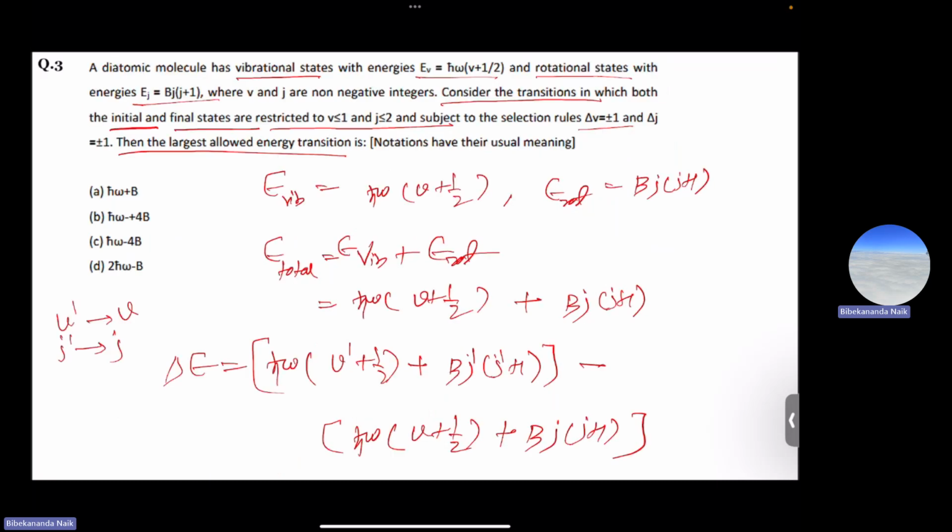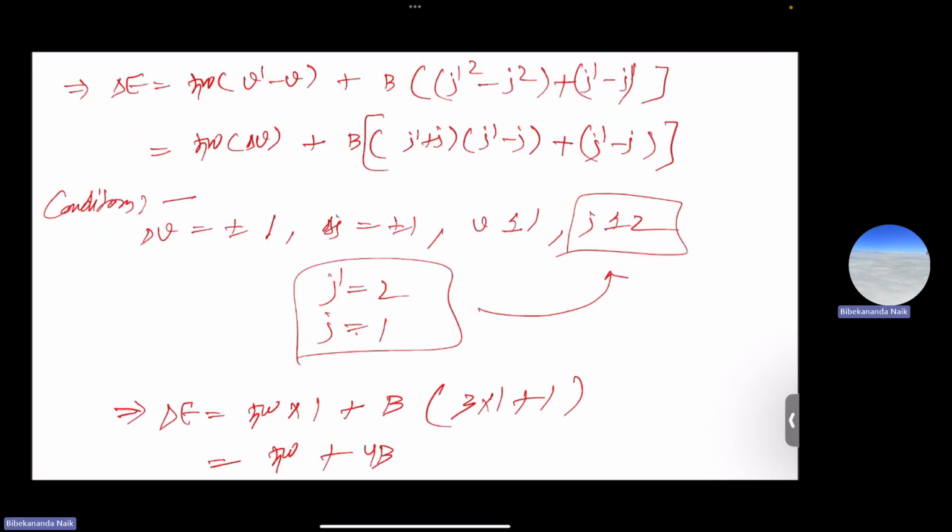Because here the question says, what is the largest allowed energy transition? Since you need the largest value of energy transition, that's why we are taking j prime equals 2, because j prime equals 1 will have less energy. So if the level involved has the maximum j value, then the energy will be maximum. So in that case, we are taking j prime equals 2. So this is the correct answer.